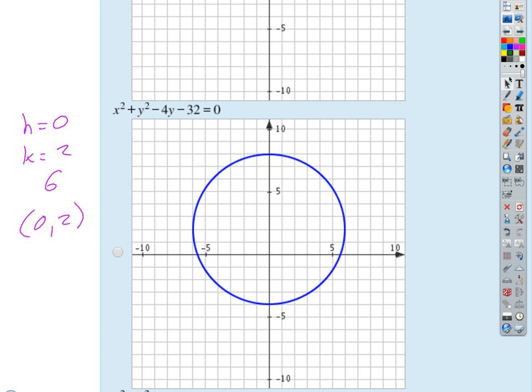Okay, that looks pretty good, doesn't it? So there's the center at (0, 2), and the radius is 1, 2, 3, 4, 5, 6.